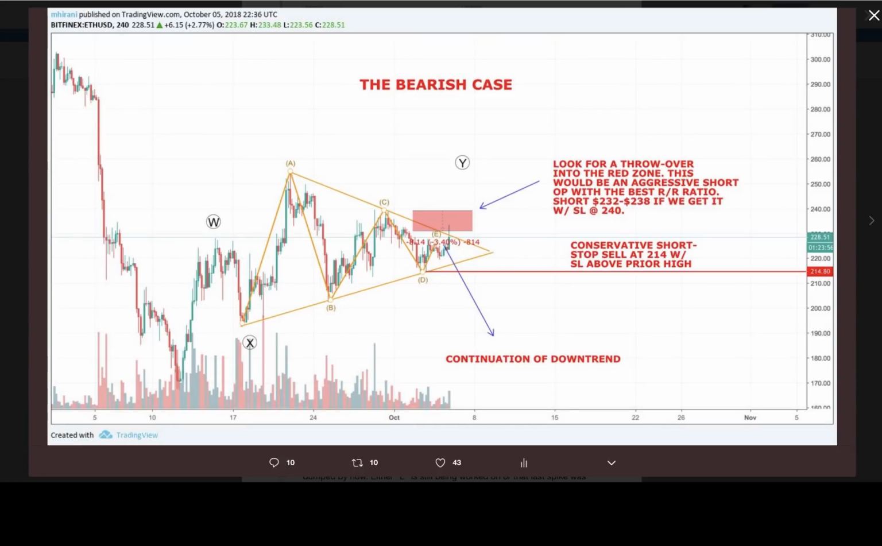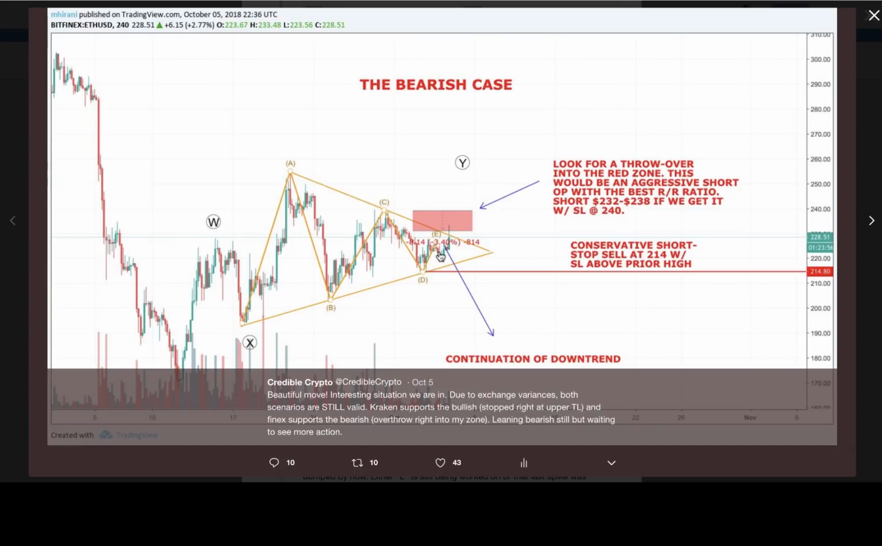All right, guys, so this is the next chart. So what we see happened here was we did end up spiking and overthrowing into my red zone. Now, my sell orders did not get filled here. We went to about 232, I think, and I had stacked orders at, I believe it was 235 to 238. Also, I wasn't on the Bitfinex exchange, I was on the Kraken exchange. And on Kraken, as you'll see in a second, we never actually hit this zone. But for Bitfinex, we spiked up into the red zone, which again is the ideal short zone, and this made me again even more bearish.